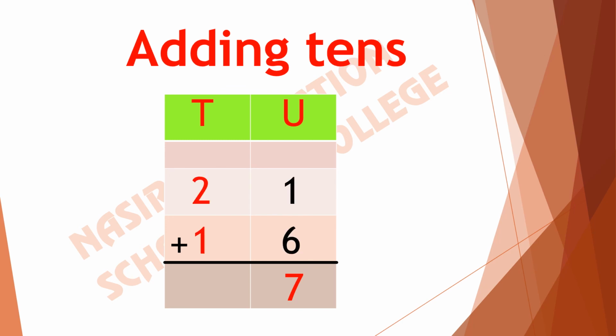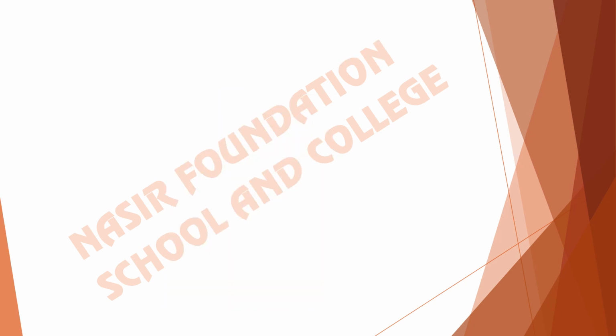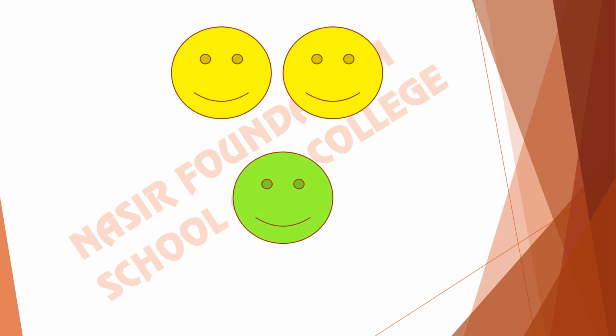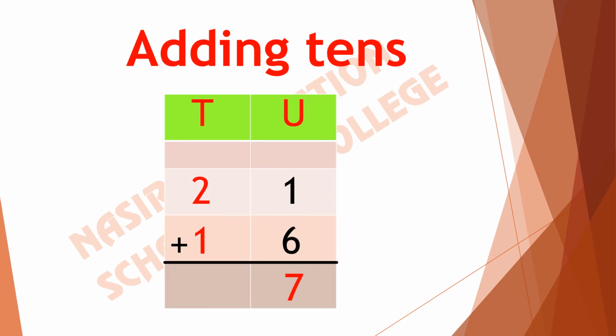After addition of units, we will move towards the tens. Now in the tens column, we see that there is 2 and 1, now add 2 and 1. In 2, if we add 1, we get 1, 2 and 3. So we will write 3 in the tens column. It means if we add 21 and 16, the sum is 37.